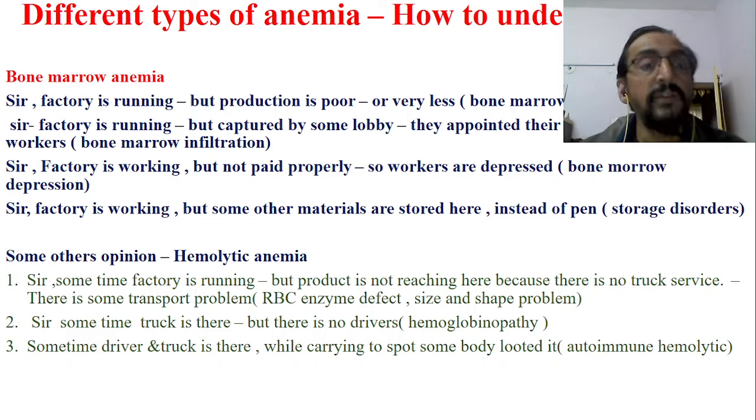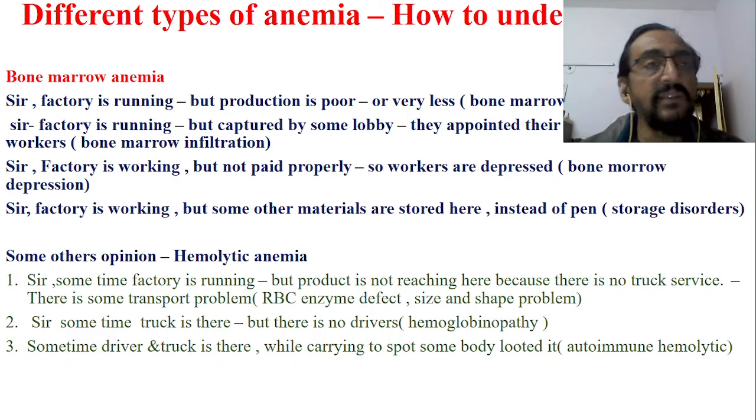Again he says, sir, the factory is working, but some other materials are being stored here instead of the pen. It means the factory is utilized to produce some unwanted substances, and this is a condition of bone marrow storage disorders. Now, to summarize this story, bone marrow anemia may be because of bone marrow aplasia, bone marrow infiltration, bone marrow depression, or bone marrow storage disorders. These are the four important causes of anemia with involvement of the bone marrow.